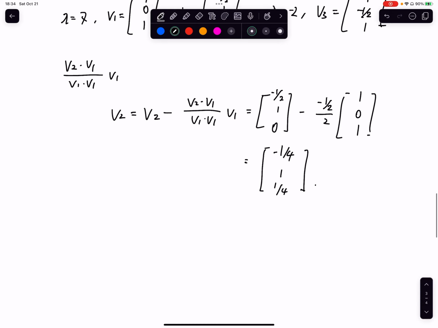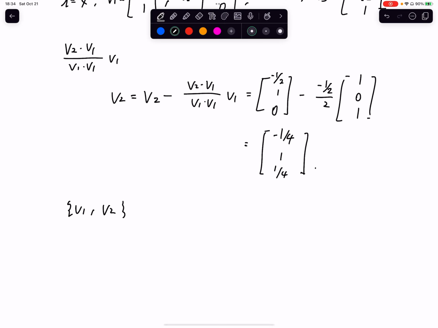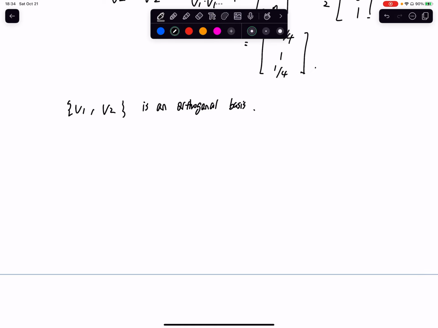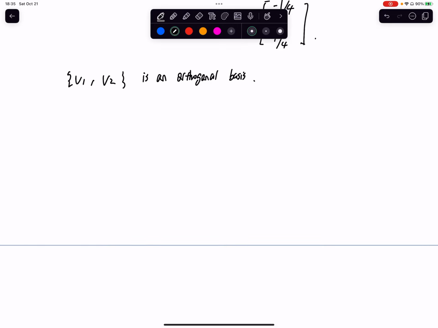So V1 and Z2 form an orthogonal set in the eigenspace for lambda equals 7. And since the eigenspace is two-dimensional with basis V1 and Z2, this is actually an orthogonal basis for the eigenspace when lambda is 7, by the basis theorem. And if we normalize V1 and Z2, we can have the orthonormal basis for the eigenspace when lambda is 7.